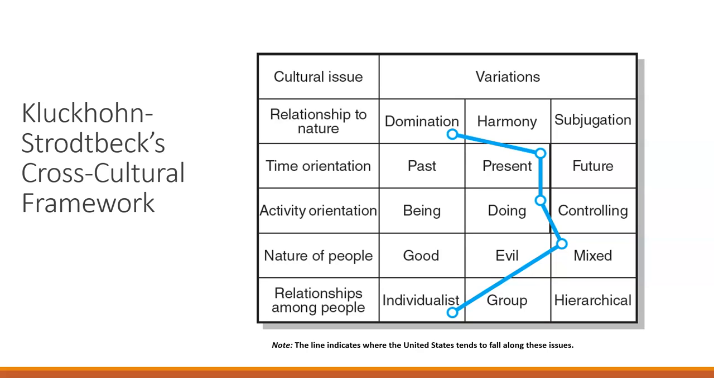So this line indicates where the United States falls on these issues. So we believe that we have a dominant relationship with nature, that as a human, and these are all very broad generalizations that I'm saying here. I'm not saying that everyone in the United States believes this. I'm saying that the United States culturally as a whole tends to fall under these. So time orientation, closer to future looking but very present oriented. Our activity orientation is that we're doing. We believe people can be good and evil or a mixture of both, and we're very individualist people as far as our relationships.